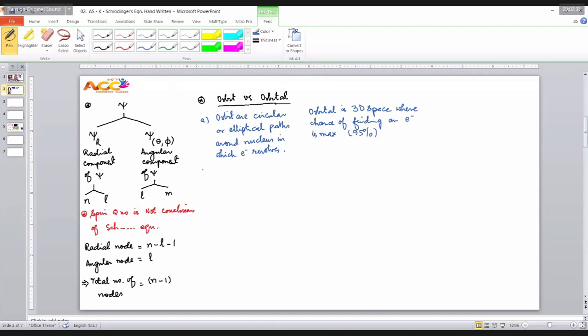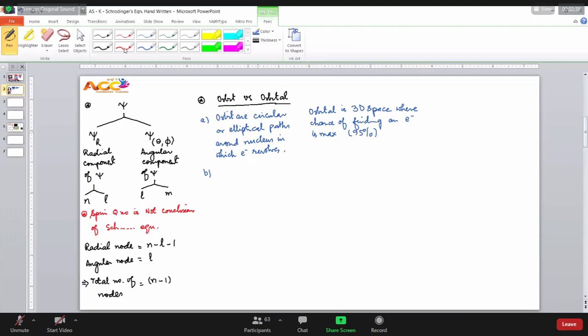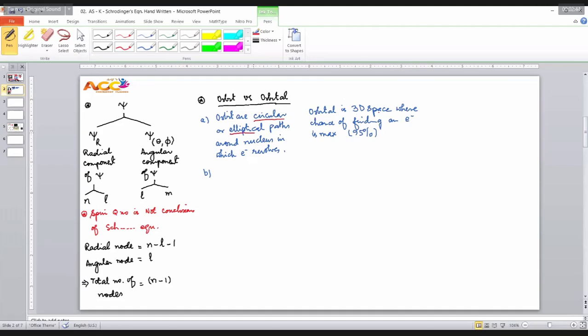Okay, nice. Next. Here what I am saying, they are circular, elliptical. Here I am saying it is three-dimensional. Take care of that. Circular, elliptical, these are two-dimensional paths. This is 2D and this is 3D.